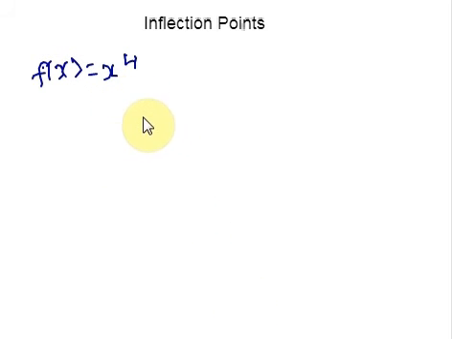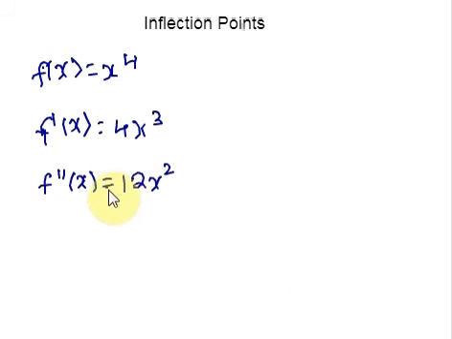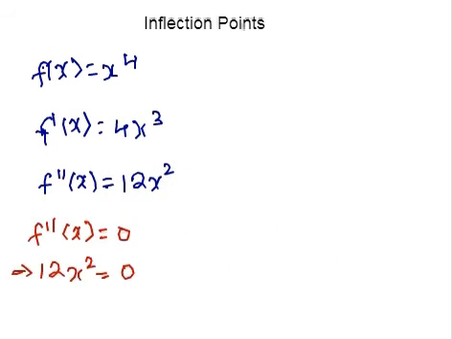After that, set the second derivative equal to 0 and solve for x. This is the first derivative. This is the second derivative for this function. Let's set this to 0 and solve for x. Dividing both sides by 12 and taking the square root, we get f double dash of x equal to 0. So we are getting x is equal to 0.